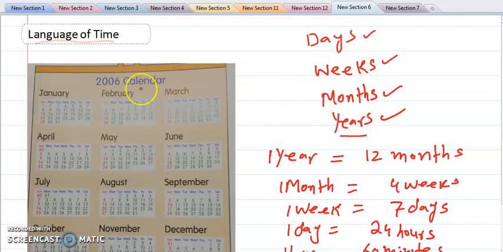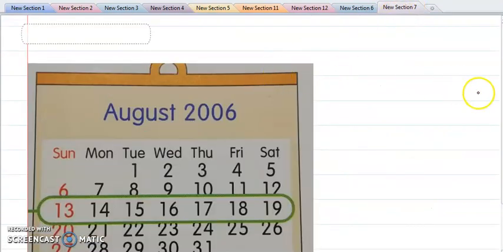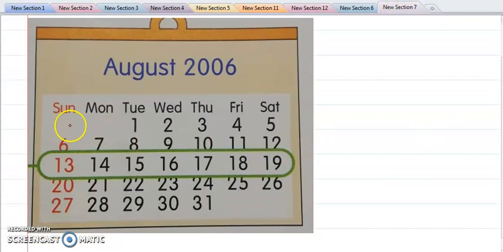Now we use calendars for years and months and weeks. If we have to note about them, we use a calendar. A calendar shows all the 12 months of the year. You can see the names of the months of the year here. January, February, March, April, May, June, July, August, September, October, November, December. These are the 12 months of the year. And each month has been divided into its weeks and days. You can see here the detail of the calendar of a month, how it has been divided.